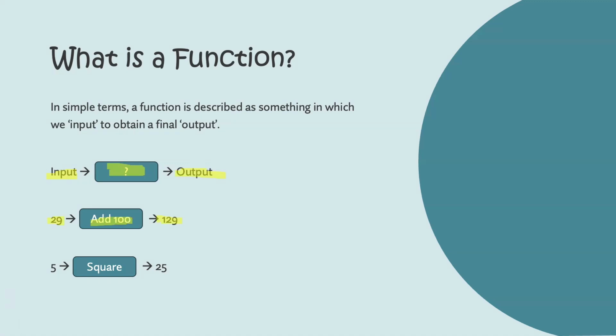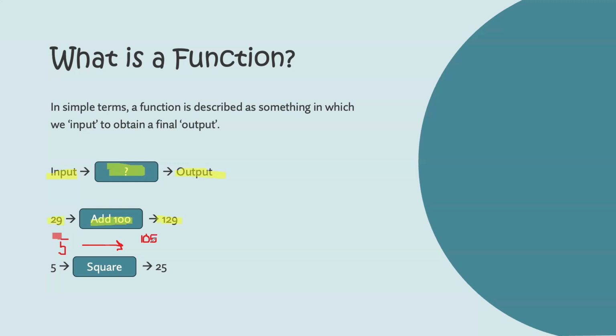Okay. So 29 is just one example. Let's say we have another number, let's say we have the number 5. Again, performing the same function, we're adding 100. What's that going to give us? That's going to give us an output of 105, because we're doing the same function. Okay, that's just a simple example.